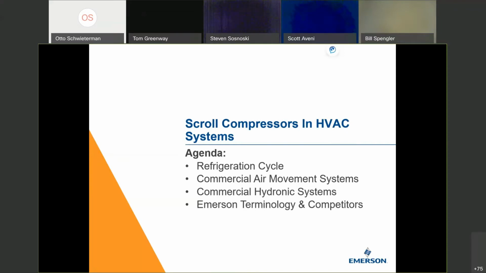Today, the overall agenda is going to be high level, but I think it will be helpful to better understand where the compressor fits in different commercial systems. I'm going to try to stay away from the residential side of things and really focus on commercial, at a high level, but at least show the applications, where they're used, what each type of system is, and the various systems that are used in the commercial side of the field.